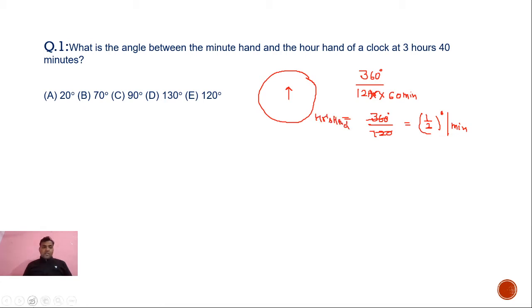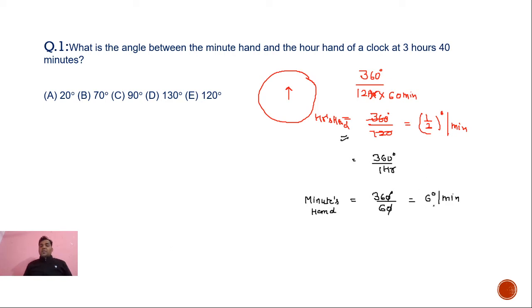However, if you talk about the minute hand doing the complete revolution, the minute hand does the complete revolution of 360 degrees in 1 hour. In 1 hour means it does the complete revolution of 360 degrees in 60 minutes, right? So that means the speed of the minute hand is 6 degrees per minute, right? So this is the speed of the minute hand.